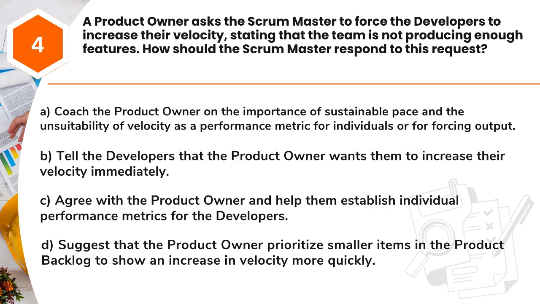B. Tell the developers that the product owner wants them to increase their velocity immediately. C. Agree with the product owner and help them establish individual performance metrics for the developers. D. Suggest that the product owner prioritize smaller items in the product backlog to show an increase in velocity more quickly.